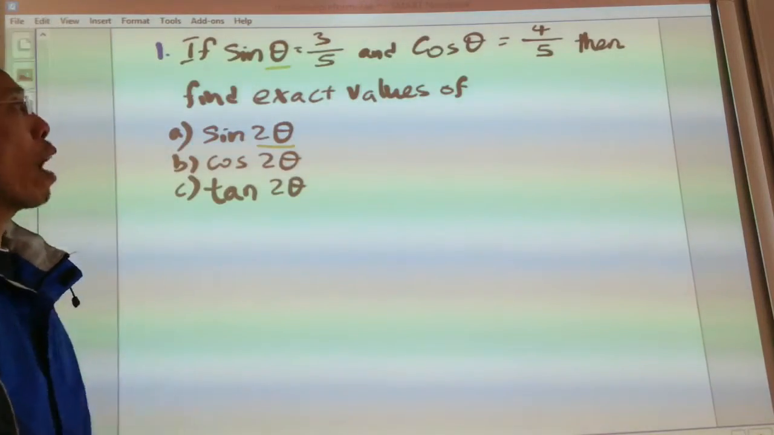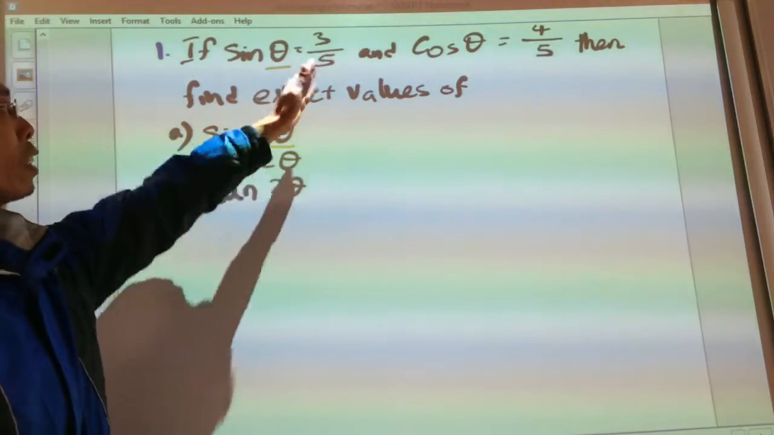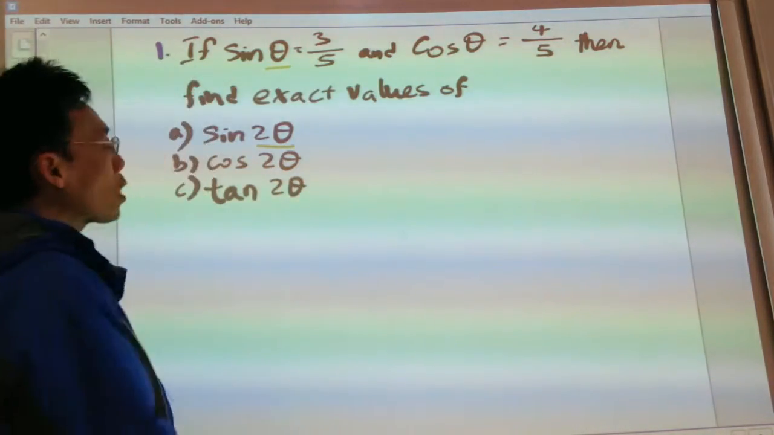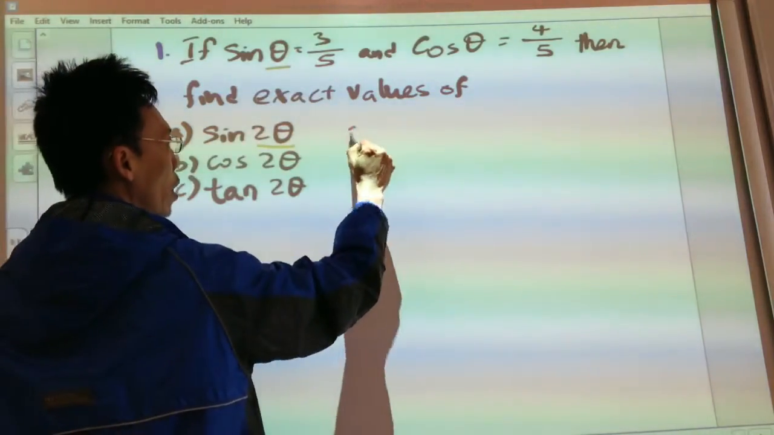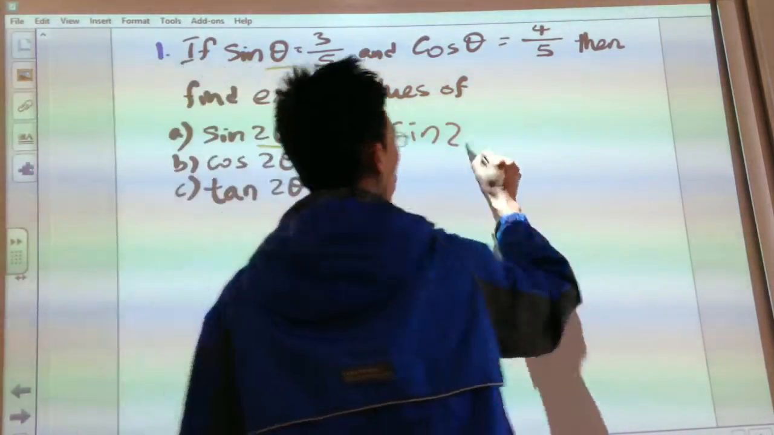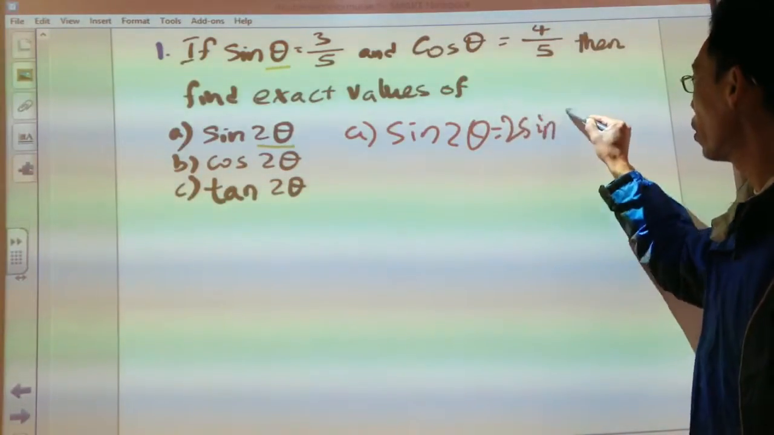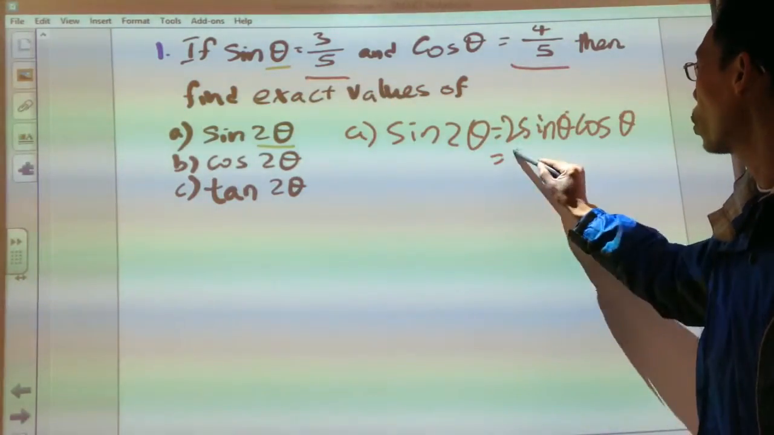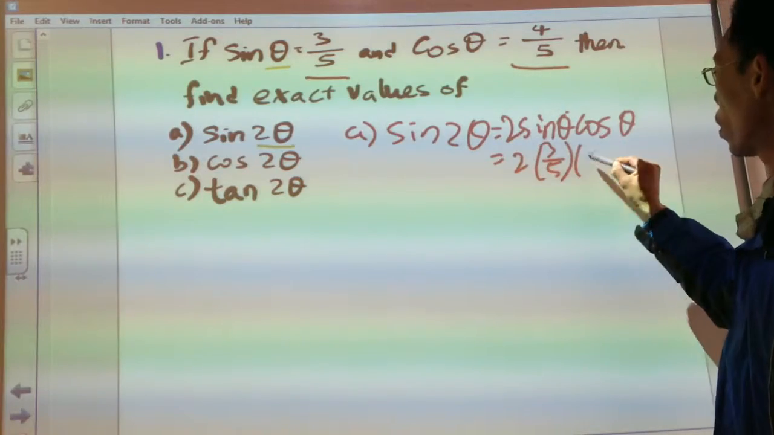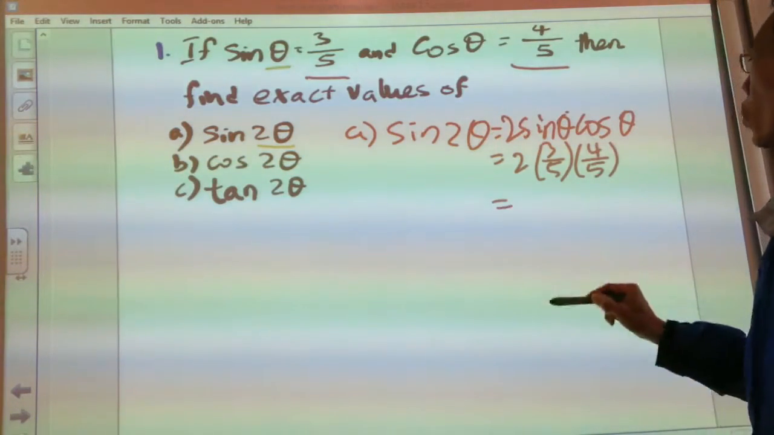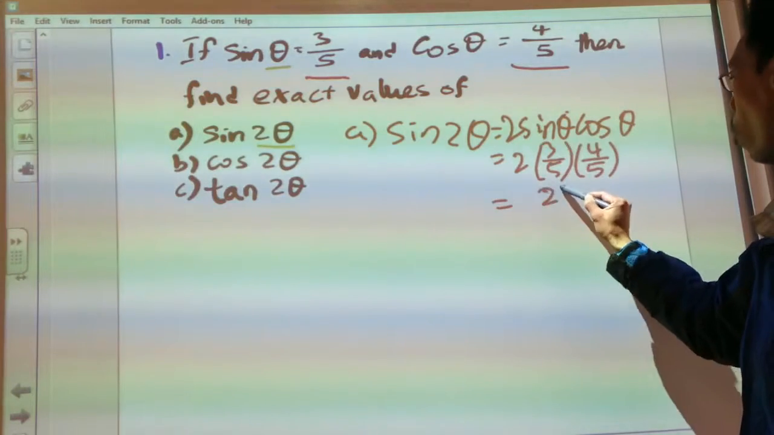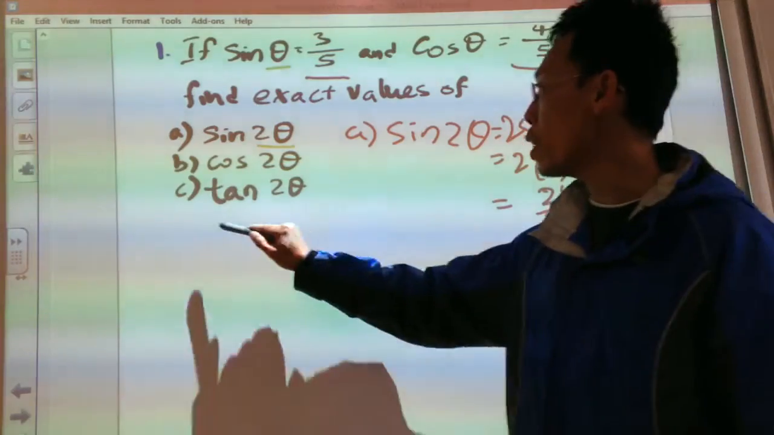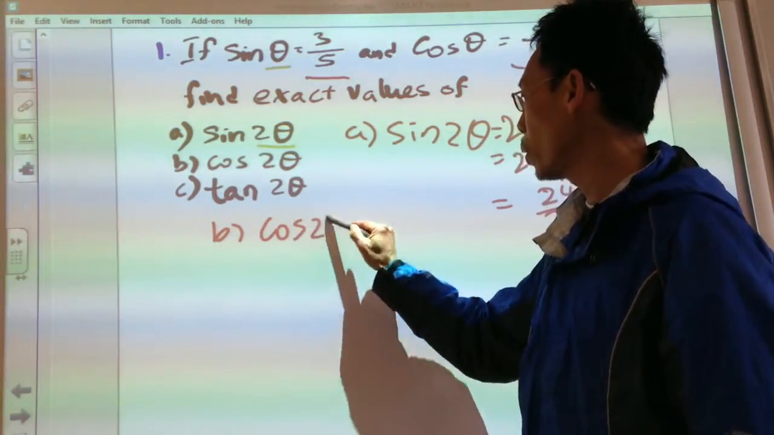We'll talk about that. So let's say we have these type of questions here. Sine theta is equal to 3/5, cosine theta is equal to 4/5, and you need to find the exact value for this. So to get started is to memorize this. For A, sine 2 theta is basically 2 sine theta cosine theta. And then I use the information above. So it's 2 times 3/5 times 4/5. So you will see that here is 24 over 25. So here's the answer.